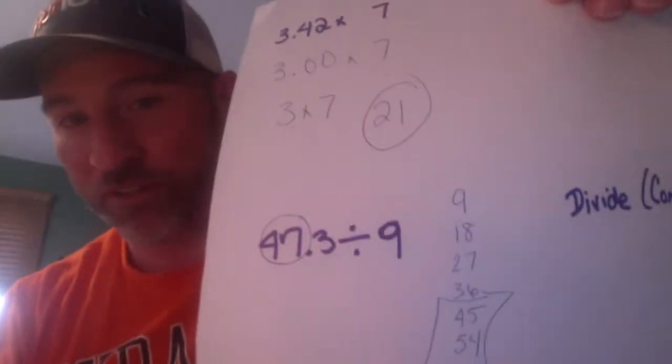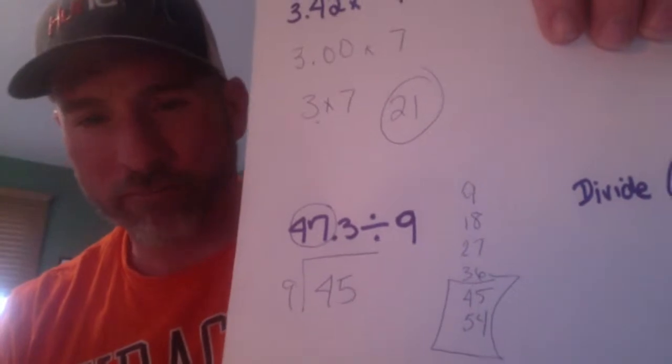Okay? So here's the key now. Say to yourself, which one is closer to 47? Is 45 closer? 2 away. Or is 54 closer? 7 away. Hopefully you decided, I'm going to go with 45, Mr. Kavanaugh. So this is what this question turns into. Watch how simple this is. 47 is just going to turn to 45. I'm only worried about those first two numbers. And then I'm going to divide by 9. What's 45 divided by 9?